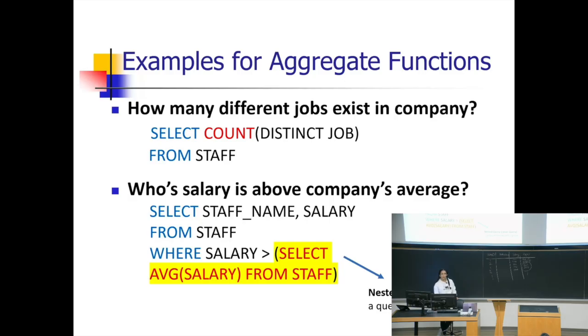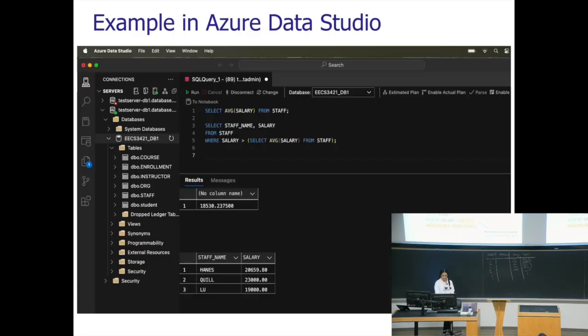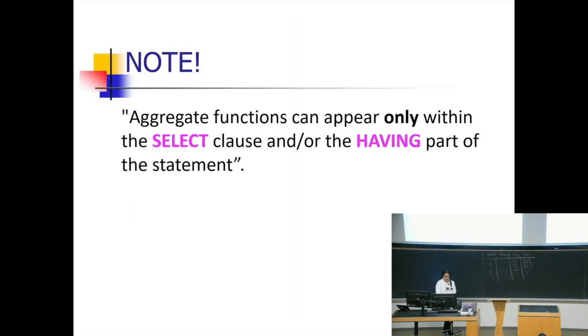No. The reason is that you cannot use aggregate functions there. You can use aggregate functions either in the select part of the statement, for example, select average salary from a table, which in this case is still in the select part of the statement. That's why we use it in nested queries. Or you can use it also in the having part of the statement. And most of the time you see aggregate functions with group by, but that's not always.